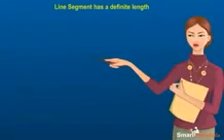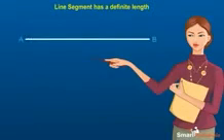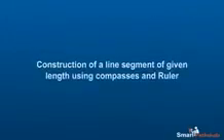Line segment. This module will explain the construction of the line segment. A line segment is a part of a line that has a fixed length and two endpoints. For example, AB is a line, but PQ is a line segment as shown here. Let us now learn how to construct a line segment using compasses and ruler.